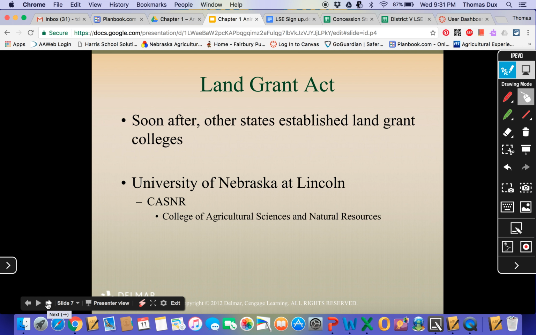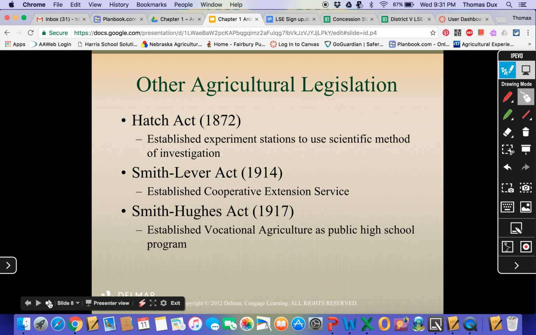But Kansas's Land Grant University is K-State. Oklahoma's is Oklahoma State. Texas, what do you think it is? It is not Texas State. It is actually Texas A&M. The Land Grant University for South Dakota is South Dakota State. North Dakota is North Dakota State. Iowa is Iowa State. Missouri is actually just the University of Missouri. Colorado is Colorado State. And what else? Wyoming is actually University of Wyoming. And what else? Minnesota is the University of Minnesota. So a couple states around us, those are the land grant colleges for them.